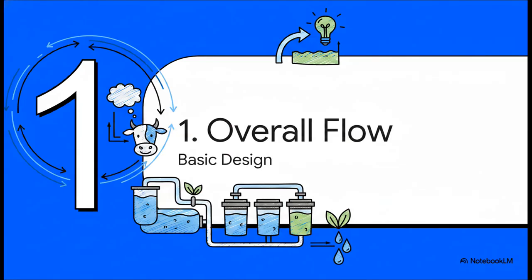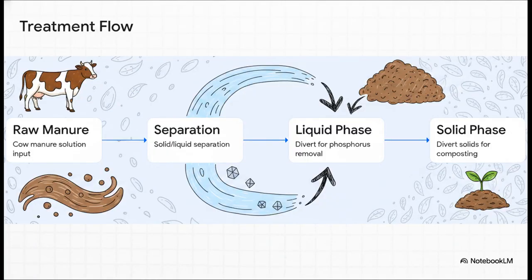All right, Section 1, overall flow and basic design. Okay, to build a compliant system, we first have to map out the macro philosophy, right? How exactly does waste become a resource? Well, looking at this sequence, the fundamental premise of our treatment flow is immediate separation. You take the raw cow manure solution, run it straight through solid-liquid separation, and boom, you send the water and the solids to completely different exits. The liquid phase gets diverted for phosphorus removal, and the solid phase heads straight to composting. This dual pathway approach, that is the absolute bedrock of your engineering design.